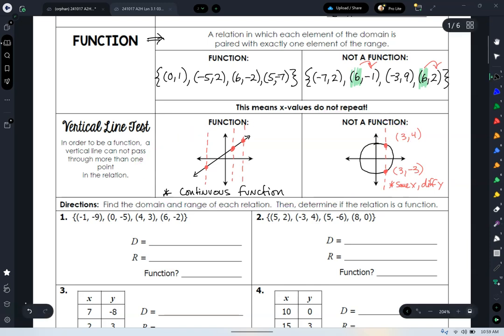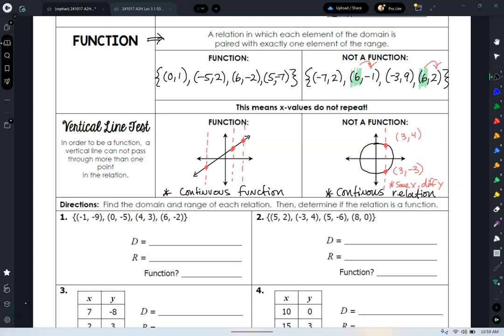Now, this is also an example of a continuous graph, but because it's not a function, we would just call this a continuous relation. Get it? So it's still a pairing together of numbers. There's still an equation that ties this continuous graph together. We're going to be working with those, okay? But it's not a function. That's the difference between a relation and a function.